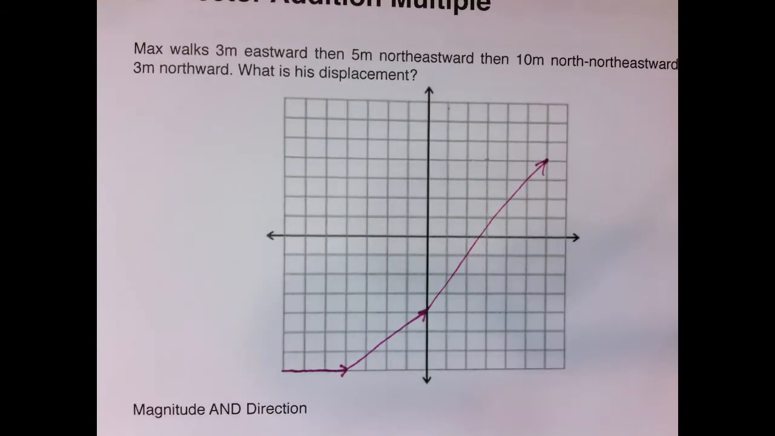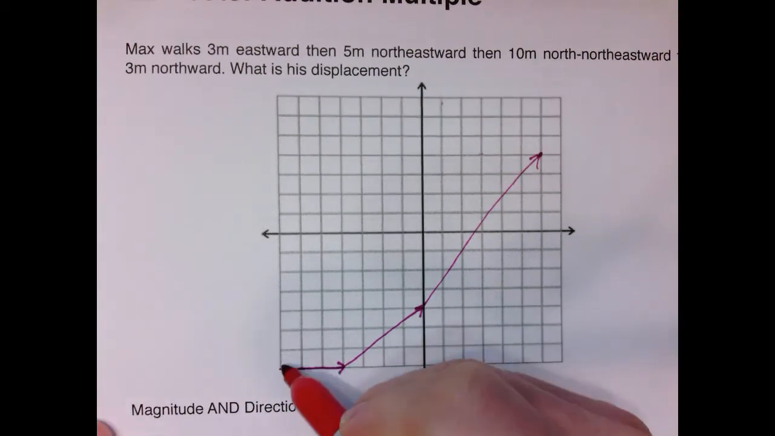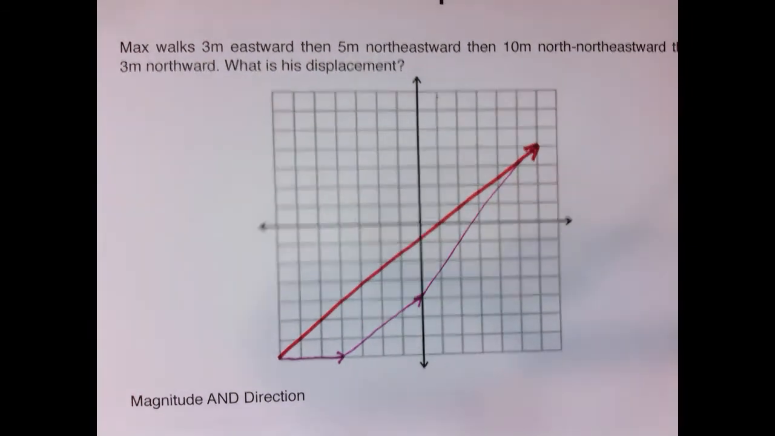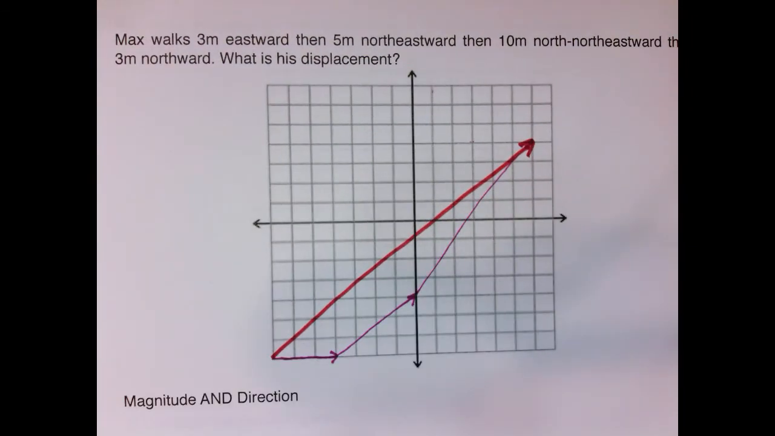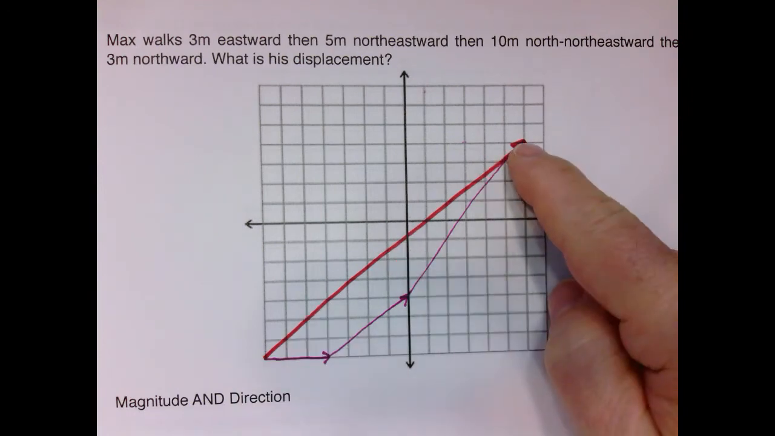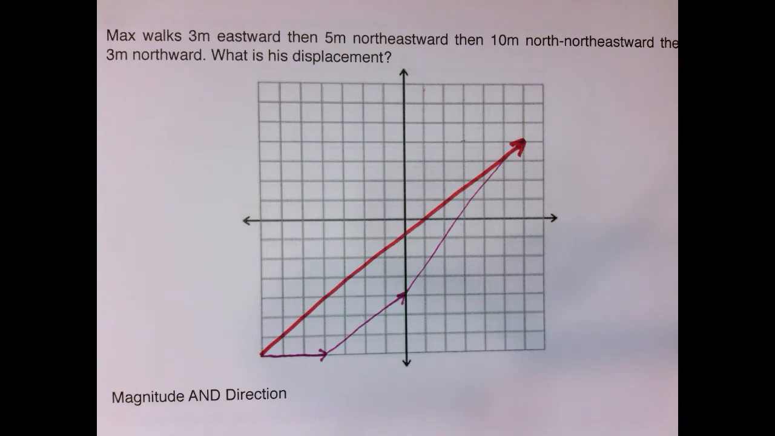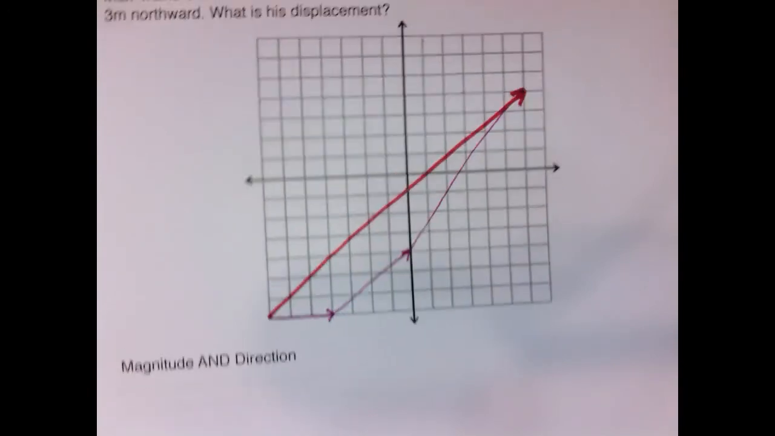So what is the overall displacement? Well, we know the displacement is the very beginning to the very end. So the overall displacement is this. But since this is on a coordinate grid, you can probably recognize that this resultant has components that drop down like this and like this. But here's where it gets interesting.